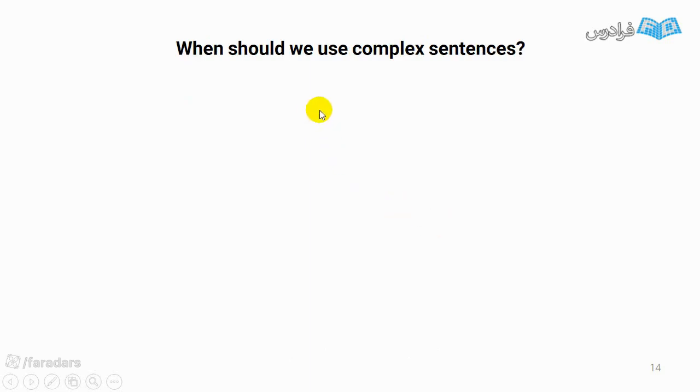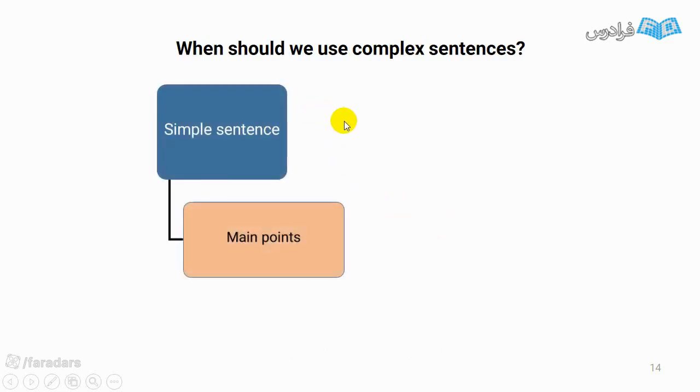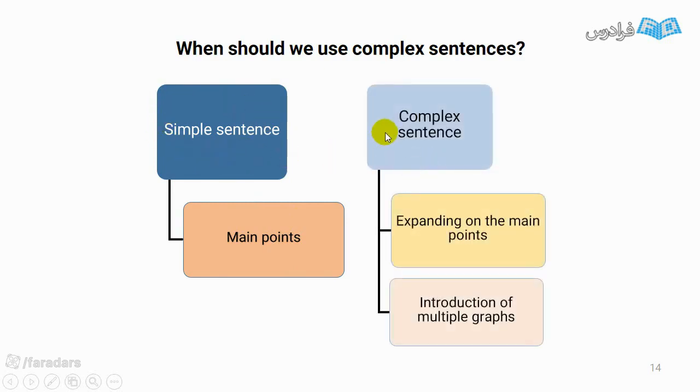When should we use complex sentences? Okay, I told you we have to use both simple and complex sentences. When we want to talk about main points, we have to use simple sentences. And when we want to expand on the main points, giving more details, or if we want to introduce multiple graphs, we have to use complex sentences.